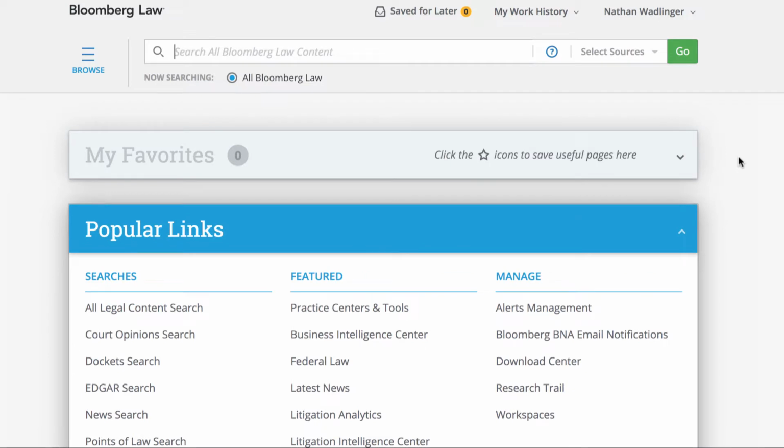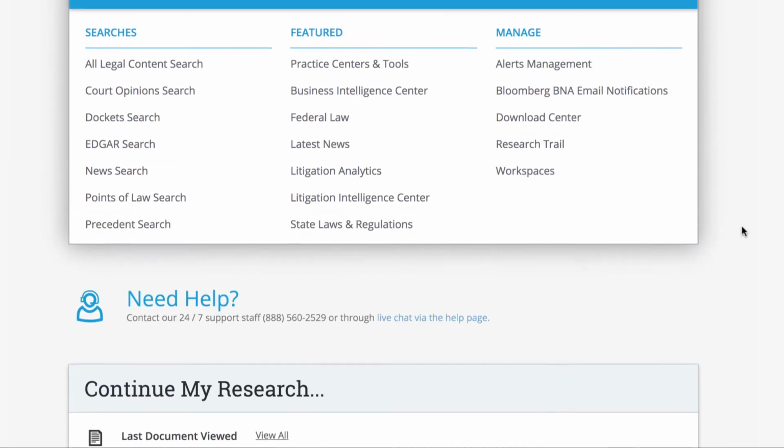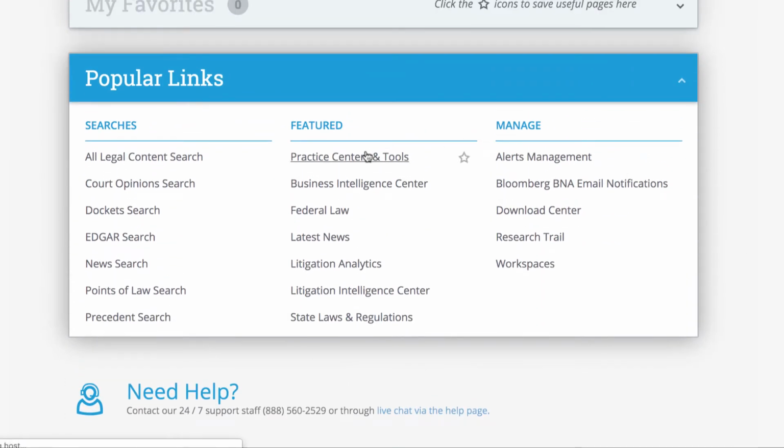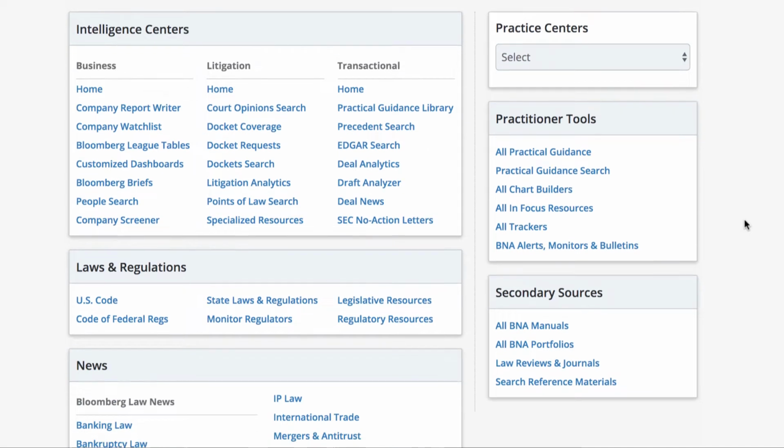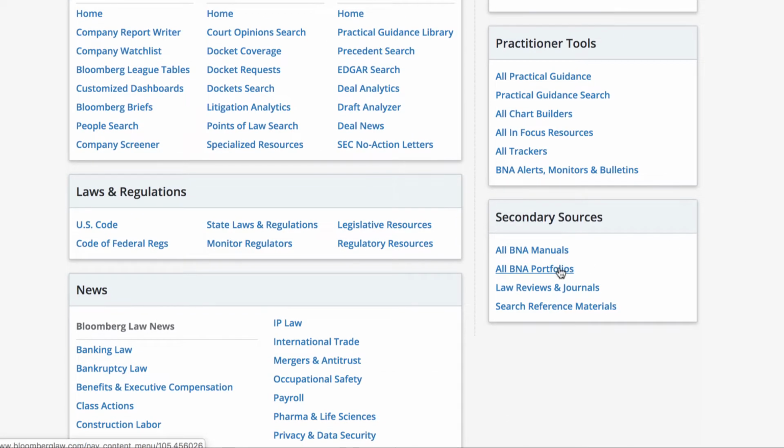Okay, so this is Bloomberg, previously BNA. This one is not as common, but there is one thing I want to show you that Bloomberg has that's very important. If we go down here to the practice centers and tools, because Bloomberg Law obviously has multiple aspects of law, one thing is that people in tax practice talk about BNA portfolios. These are treatises, not treaties, treatises that are used by tax practitioners to locate an exhaustive discussion of a topic.